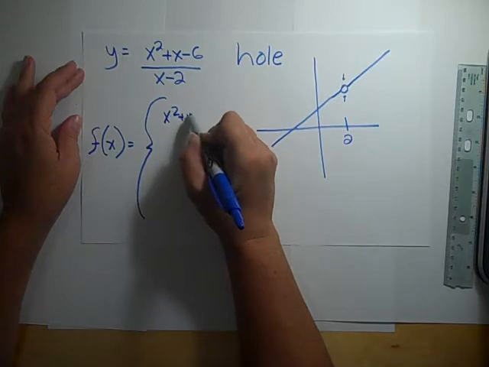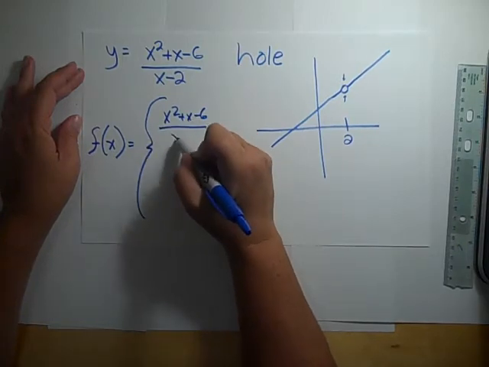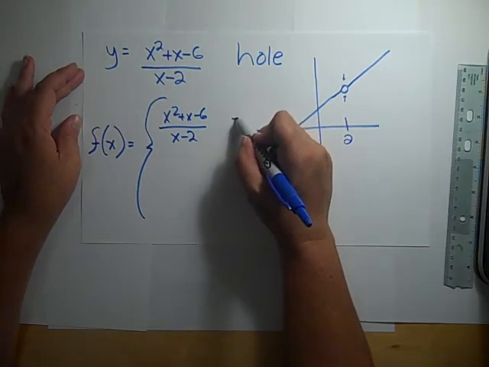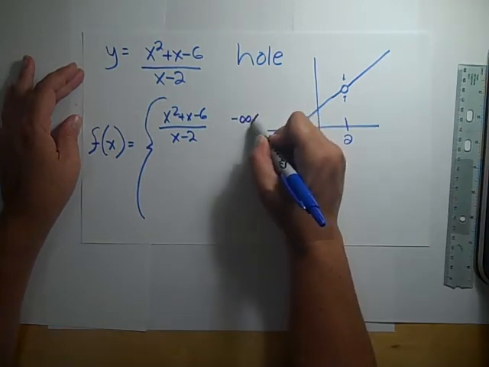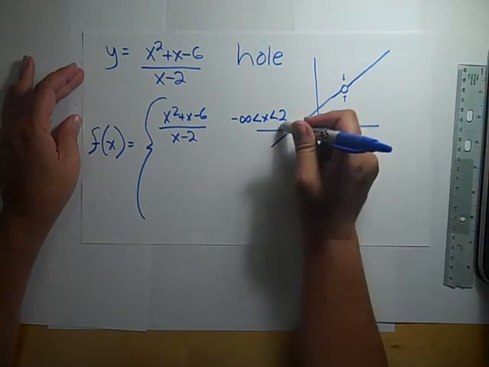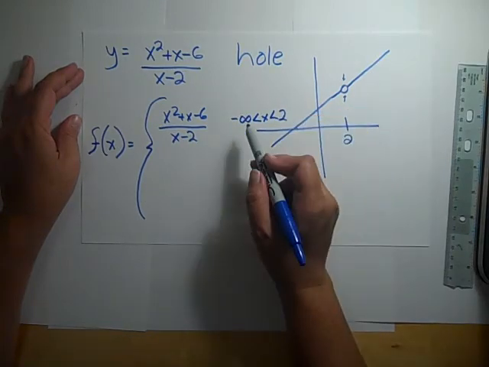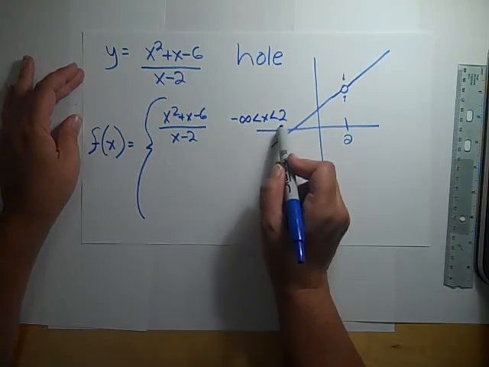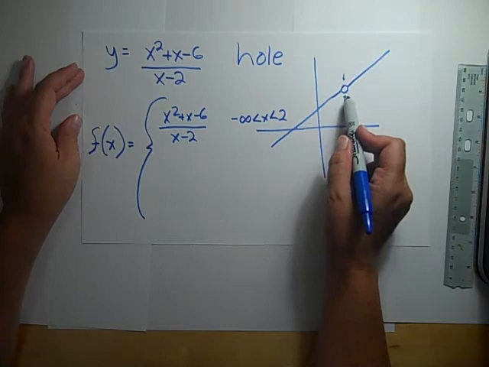So why don't we just use this function? x squared plus x minus 6 over x minus 2. And what interval is that? That's the interval of negative infinity is less than x is less than 2, but not equal to 2. I wrote that negative infinity is less than x is less than 2, but not equal to 2. That's where our problem is.